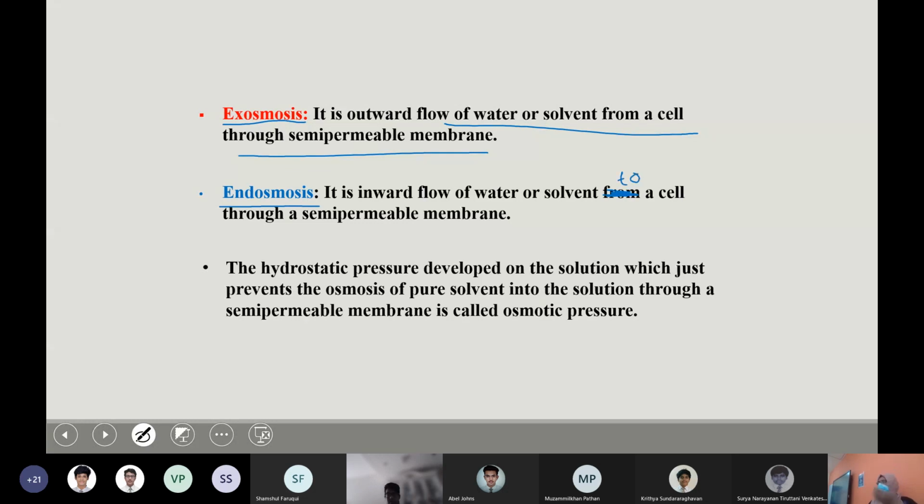And if it is happening inward, the water molecule, the solvent, is moving towards the cell through the semi-permeable membrane, then it is endosmosis, that is entering or inside. Exosmosis means the movement of water molecules from the cell towards the outward direction through the cell membrane, that is the semi-permeable membrane. The cell membrane is a semi-permeable membrane, so osmosis happens in both directions. From the cell it can move out, and from the outside area it can come inside. So endosmosis and exosmosis. Here basically the movement of water is happening.